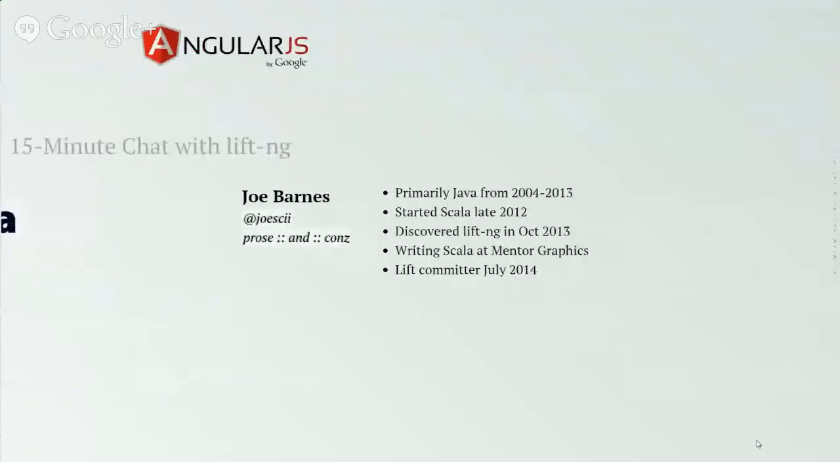I already introduced myself, Joe Barnes. Follow me on Twitter at Joski. Also got a blog, and just a little bit about me so you get a little context where I'm coming from. I've done Java for almost a decade, and so I tend to use Scala like a better Java. I like to learn to be more functional programming, and I started Scala late in 2012. It was part of the first edition of Martin Odersky's Coursera course, and I discovered LiftNG in October 2013.